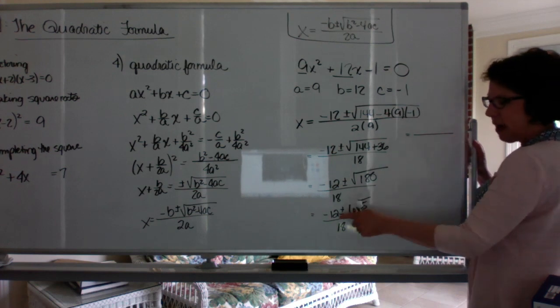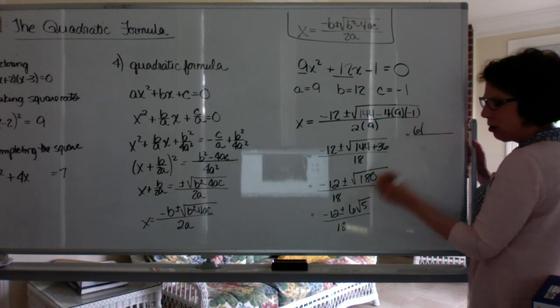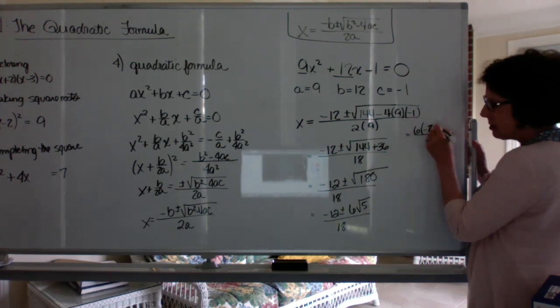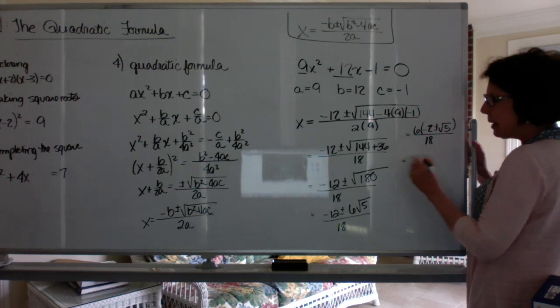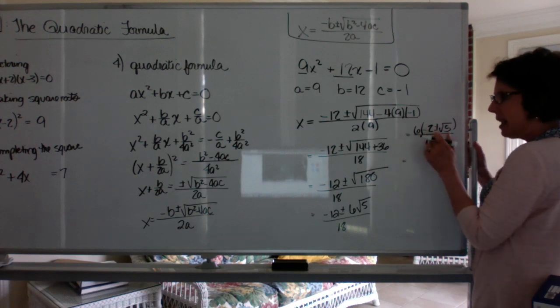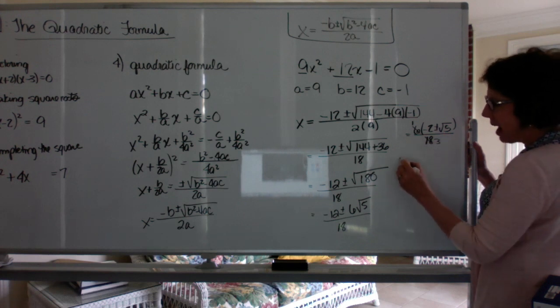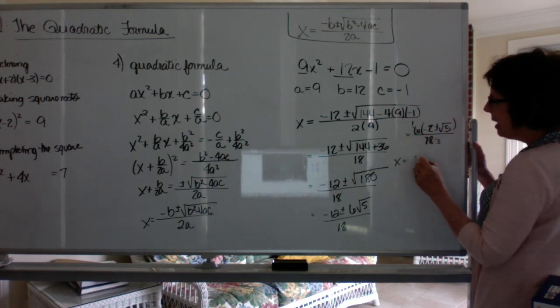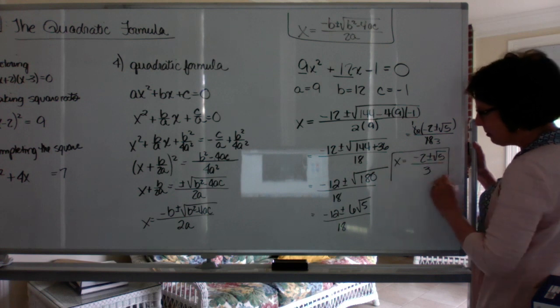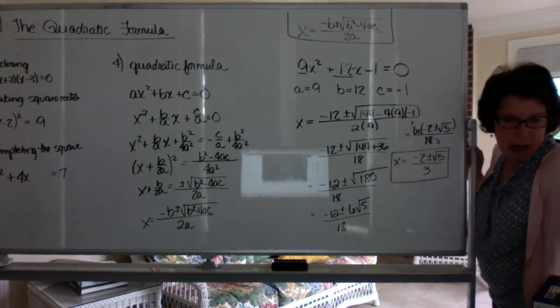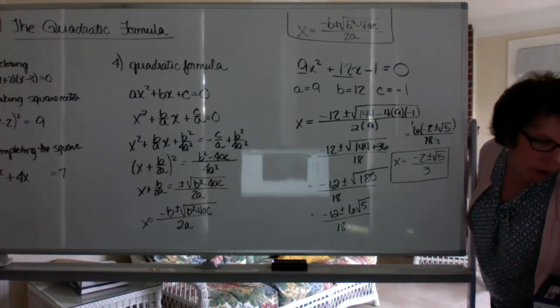This is what we're going to do. I'm going to factor out a 6 from the numerator, giving me negative 2 plus minus root 5 all over 18. And then do you see what can happen now? When I factor out that 6, that becomes 1/3. And so my final answer is x equals negative 2 plus minus root 5 all over 3.